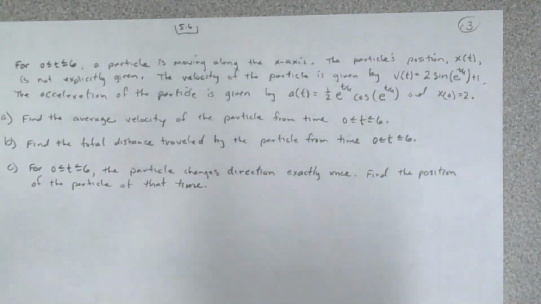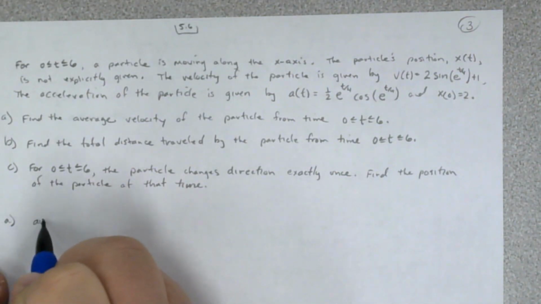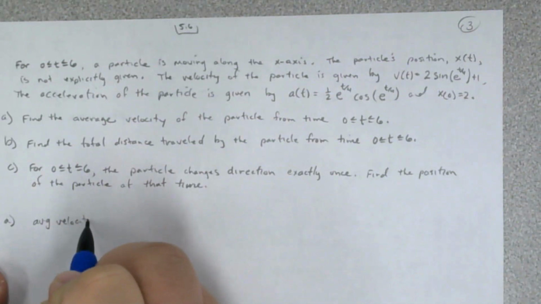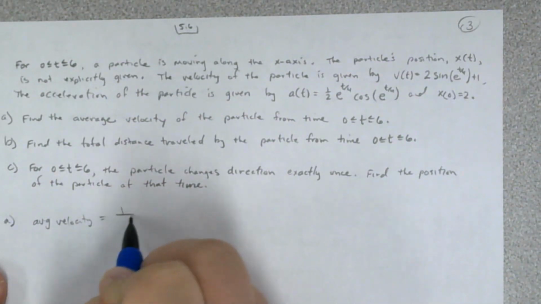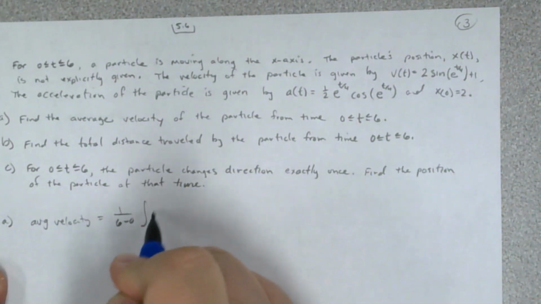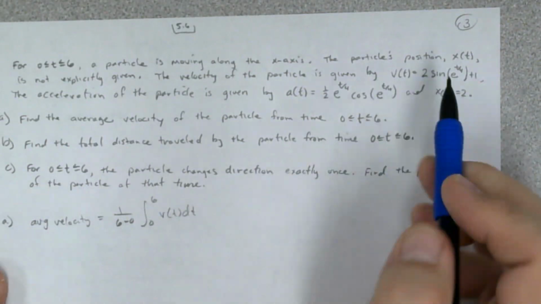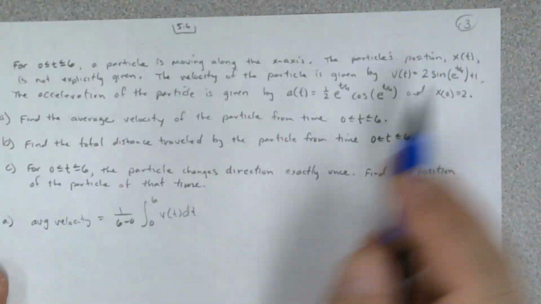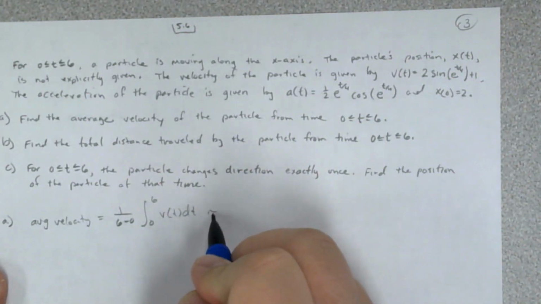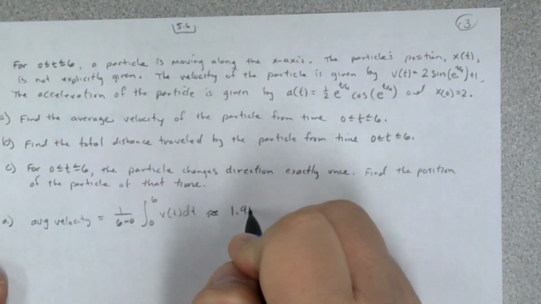So we're just going to go through the different processes here. For part A, average velocity is 1 over b minus a times the integral from 0 to 6 of the velocity function. Then you would type that part into the calculator, and you'll get an approximate value. So take the time here, use your calculator, and practice that out. You need to practice using the calculator. Practice typing it out, and you get 1.949.